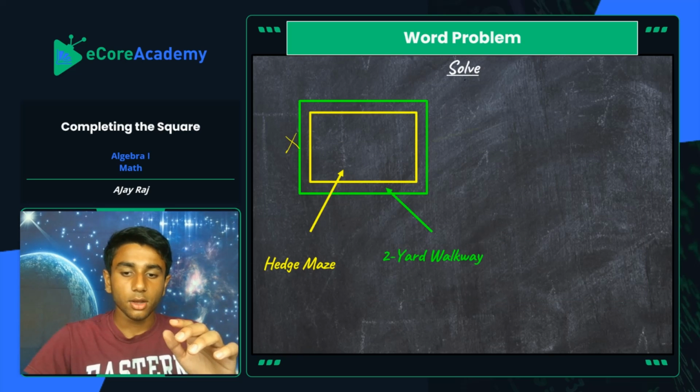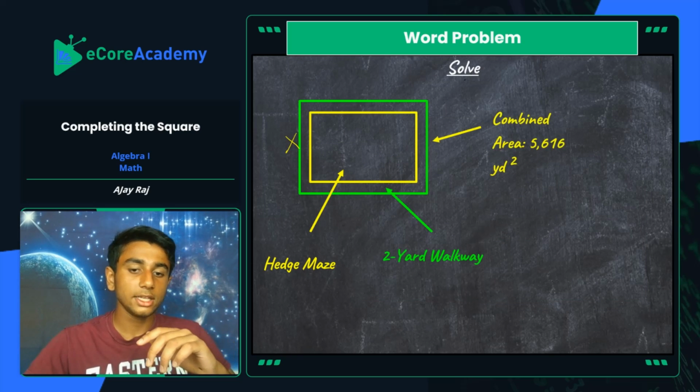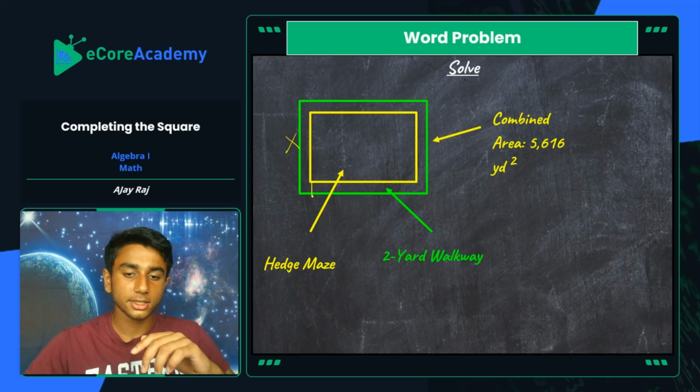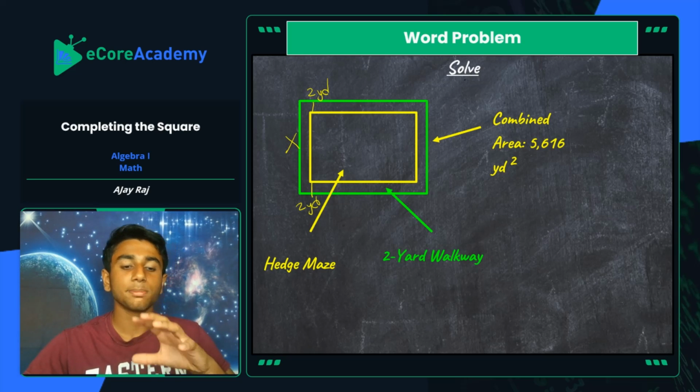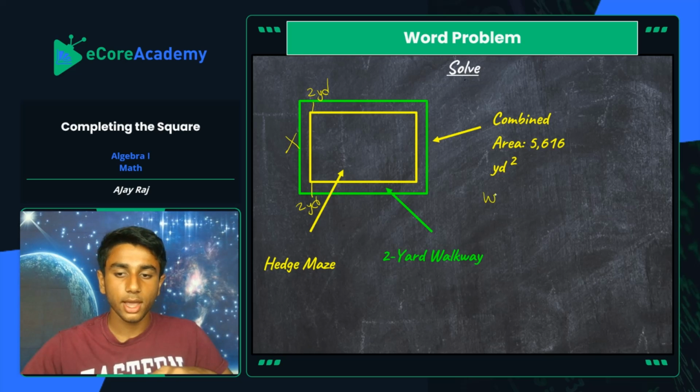And we know that we have a 2-yard walkway that goes along each side of the hedge maze here. So this side is going to be 2 yards, and this side is going to be 2 yards. So that's going to add to the width. So that means the entirety of the width is going to be x plus these 2 yards on both sides, which is going to make it x plus 4. So our width is going to equal x plus 4.